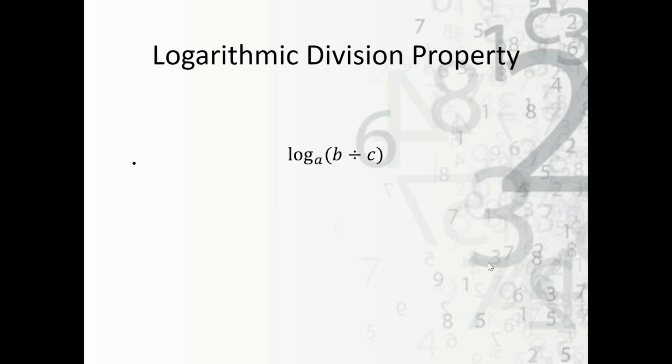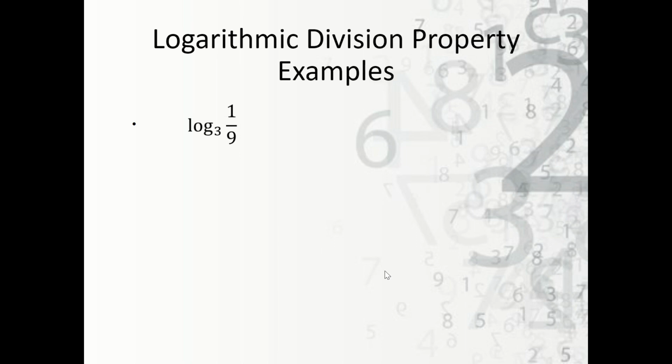Now the division property. So we could also write these as division. This especially works well if our part here is a fraction. So we have log base a of b divided by c, and when we rewrite that, we can say that that's also equal to log base a of b minus log base a of c. So let's take a look at how this works. So we have log base 3 of 1/9. And if we remember back to what we did earlier, we should see that -2 should be our answer.